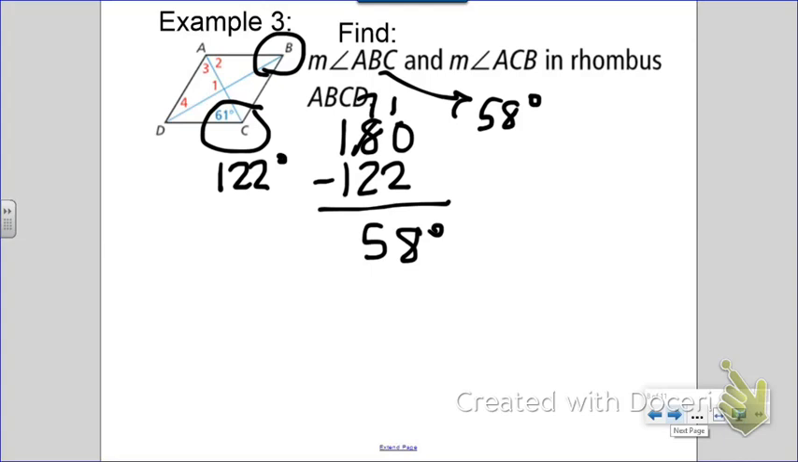ACB, since we know it's a parallelogram, and we also know that it is a rhombus, the diagonals are going to bisect the opposite angles. So angle ACB is also 61 degrees.